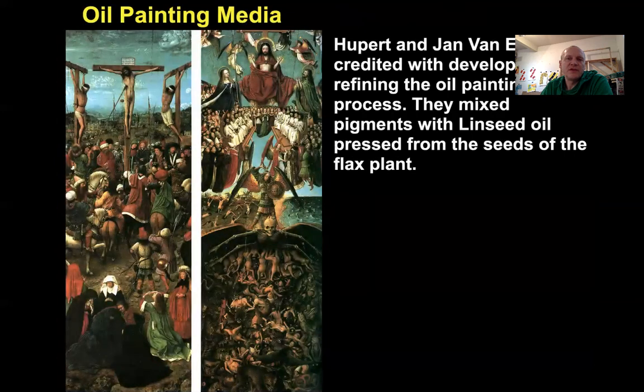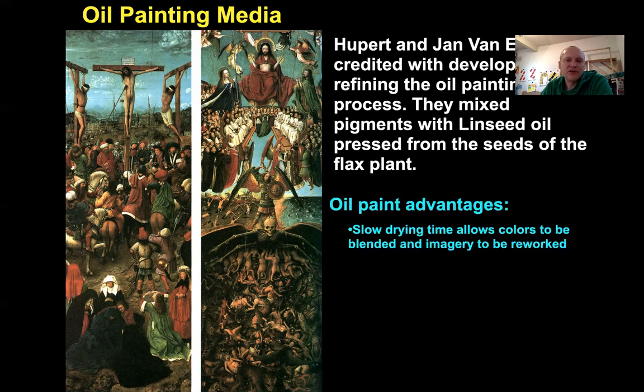So we know about Van Eyck from the marriage portrait we've seen a billion times. They are the ones who really refine the process. Advantages: slow drying time, which allows you to blend and blend and blend and rework colors. Thin layers will dry in a day or two, really thin layers. A little bit thicker, days or weeks, a little bit thicker and thicker, months and months, sometimes even a year to fully dry out.